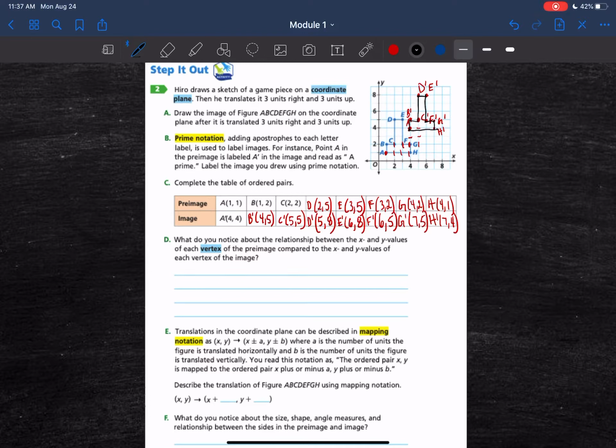So we started off with our pre-image right here. And then this is what resulted. This is our image. What do you notice about the relationship between the x and y values of each vertex in the pre-image compared to the x and y values of each vertex in the image? So we're comparing the vertex of the pre-image to the image. We notice that each of the x and y values increased by 3.